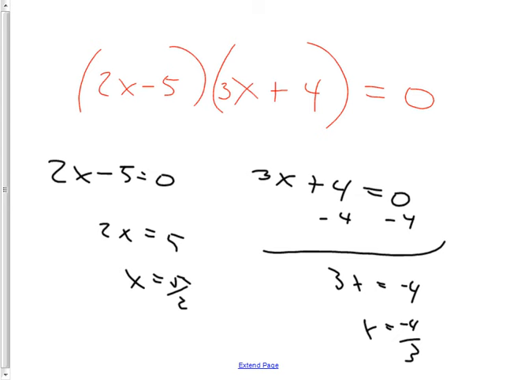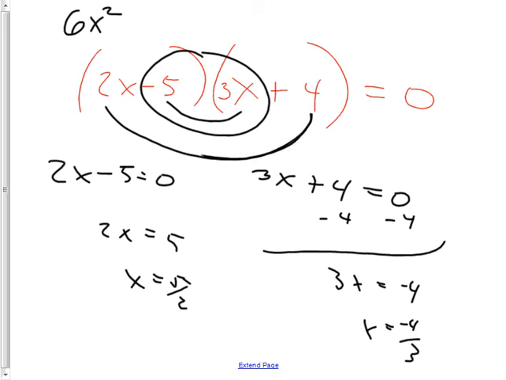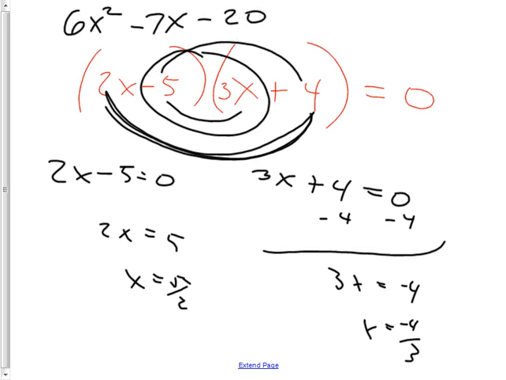So if the original problem had been 6x squared, that's my firsts being multiplied. And then the outside and the inside makes -15x for this and positive 8x for that. -15 plus 8 makes -7x. And then the last is -20. Would you be able to factor that? Do you know how to factor?